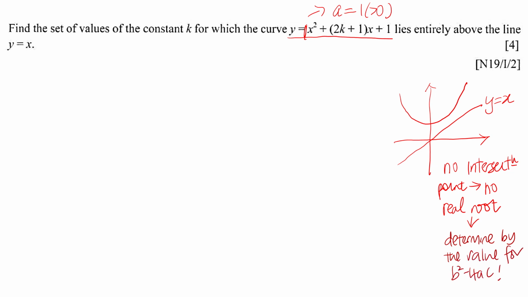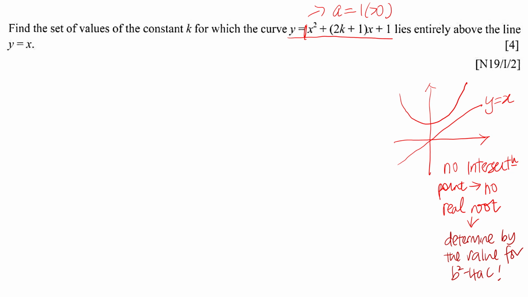Okay, right. So this is what it's all about. So what we need to do is generate an equation in terms of x only. And then we're going to find the value of your discriminant and let it be less than 0. Right, because in the earlier slide we explained that if the value of your b squared minus 4ac is less than 0, it means that your quadratic equation has no real roots.